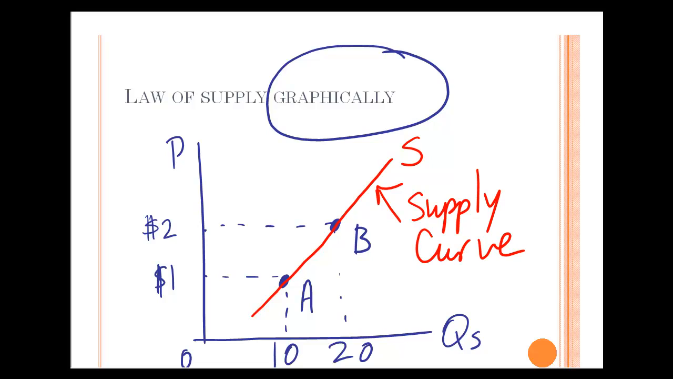And does that supply curve represent the law of supply? Well, sure it does, because it tells us that as we raise the price of the good, the quantity supplied goes up. Or if we lower the price of the good, the quantity supplied of the good goes down. That is, price and quantity supplied move in the same direction.